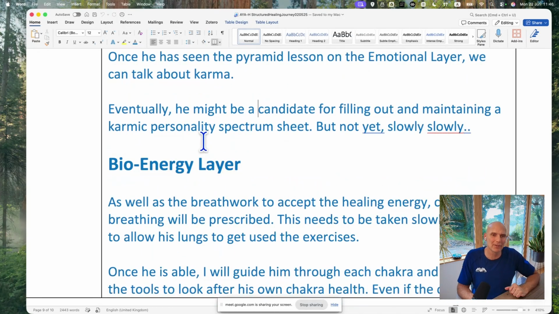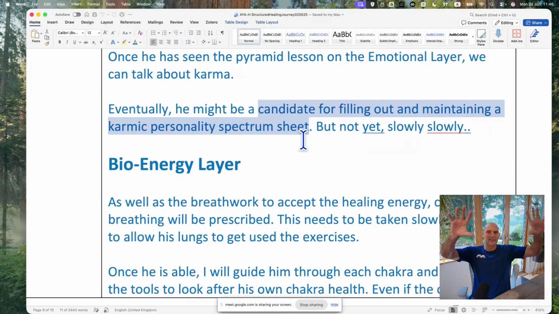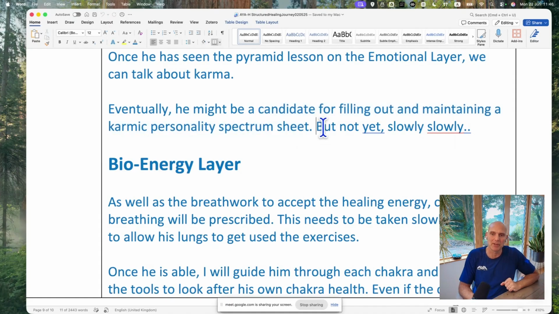Now, I reckon he might be a candidate at some point for filling out and maintaining a karmic personality spectrum sheet. Do you remember that sheet? When we did karma applications, a big sheet where we can map out the whole karmic personality spectrum to understand people's levels of karma and measure it periodically as we remove it. Eventually, possibly, but obviously not yet.